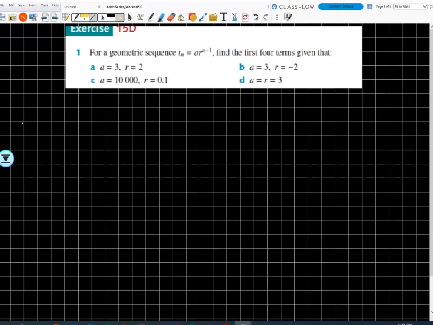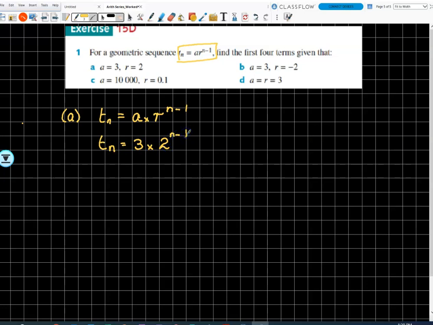So, just revving up for a geometric sequence: find the first 4 terms, given that a is 3 and the ratio is 2. For a, we just plop it into our formula here. You might want to get used to writing it down, and then it just becomes second nature. You don't have to be memorizing things. All right, so our general term will be Tn equals 3 times 2 to the n minus 1.